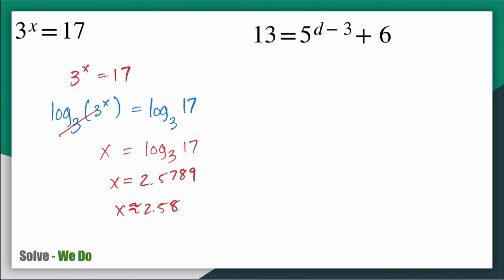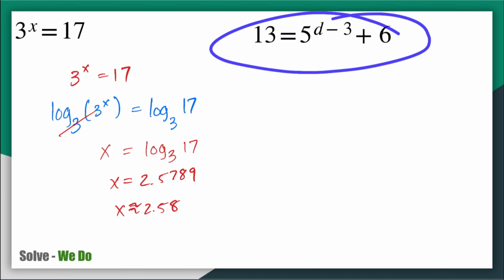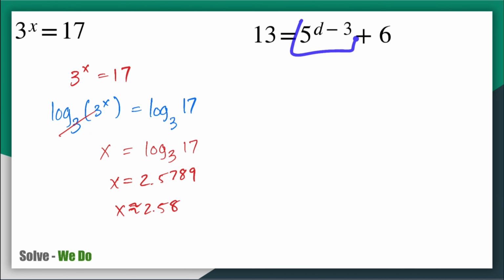Okay. Now, this one right here, I want you guys to try this one first. But remember, you need to isolate this before you can do that inverse. So I want you guys to pause it and give it a try. All right, so hopefully you got that. You need to subtract 6 from both sides. You get 7 is equal to 5 to the power of d minus 3, right? Here we see we have a base 5, so I need to do log base 5 to each side.